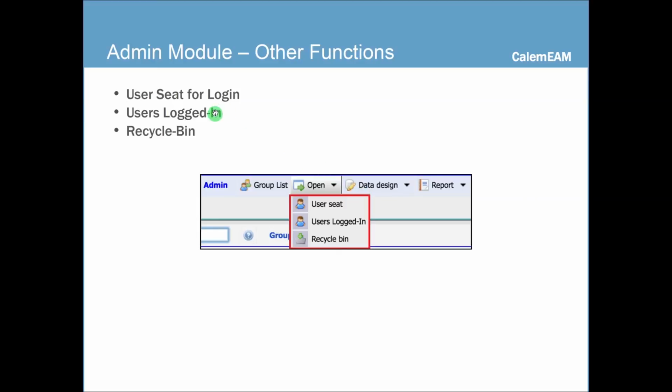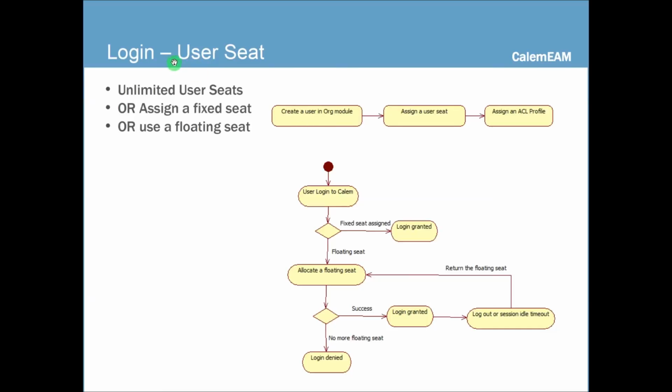There are other functions in the admin module. There are user seat, and users logged in, and a recycle bin. So let's go over them one by one. To set up a user for login, you start with a user creation in the organization module. Then you assign a user seat and assign an echo profile so the user can then log in.